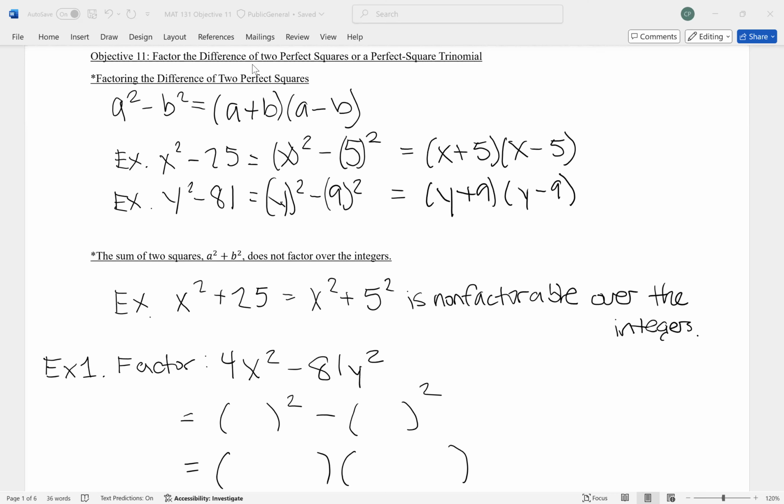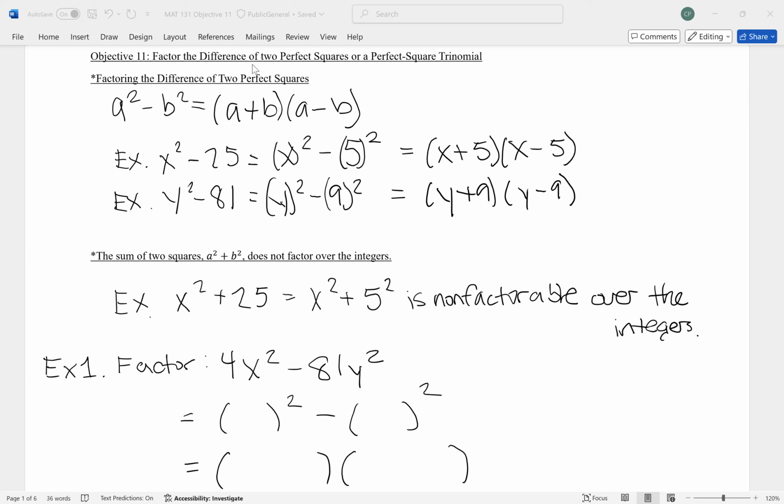Hello, class. Today we're going to cover Math 131, Objective 11. In this objective, we're going to factor the difference of two perfect squares and a perfect square trinomial, okay? So first, we're going to look at factoring the difference of two perfect squares, okay?